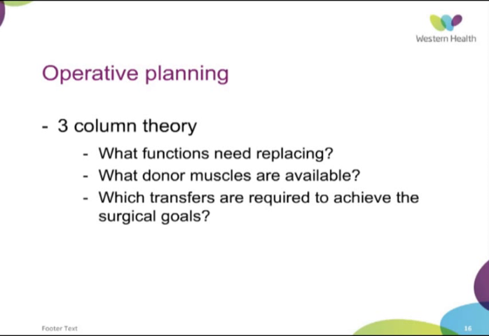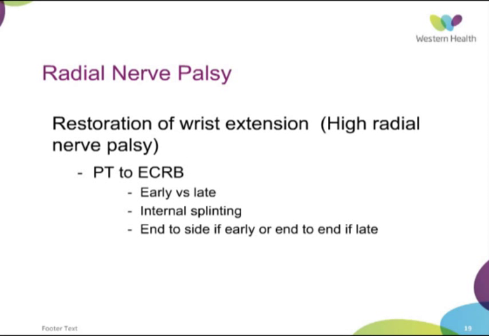So I'm going to go through the common tendon transfers that we're likely to see and break these up into the individual nerve palsies. So in regard to radial nerve palsy, the main deficits that we want to recover are wrist extension, finger extension, and extension and radial abduction of the thumb. So with a high radial nerve palsy, you want to try and bring back wrist extension. So the classic transfer is pronator teres to extensor carpi radialis brevis.